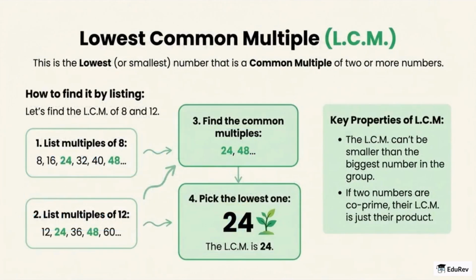The lowest common multiple, or LCM, is the smallest positive number that's a multiple of 2 or more numbers. One way to find it is by listing multiples. For 8: 8, 16, 24, 32, 40. And for 12: 12, 24, 36, 48. The first common multiple is 24. So LCM of 8 and 12 equals 24. The LCM can never be smaller than the largest of the original numbers. And when numbers are co-prime, their LCM is simply their product.